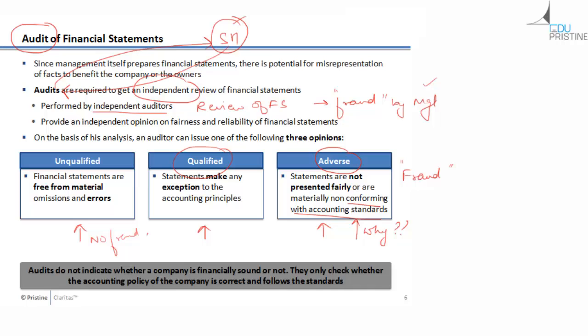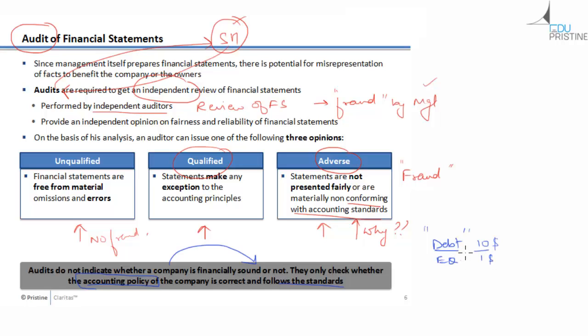A very, very important aspect is written in the gray box here, which says that audits do not indicate whether a company is financially sound or not. They only check whether the accounting policy of the company is correct and follows the standard. What I mean is, to have a lot of debt on the books is not so desirable, because debt brings you a lot of financial inflexibility, rigidity, and limitations. Let us say a company is operating at debt to equity of 10:1, which means for every $1 put in by the owners, there are $10 put in by the debt holders, which is an extremely dangerous situation.